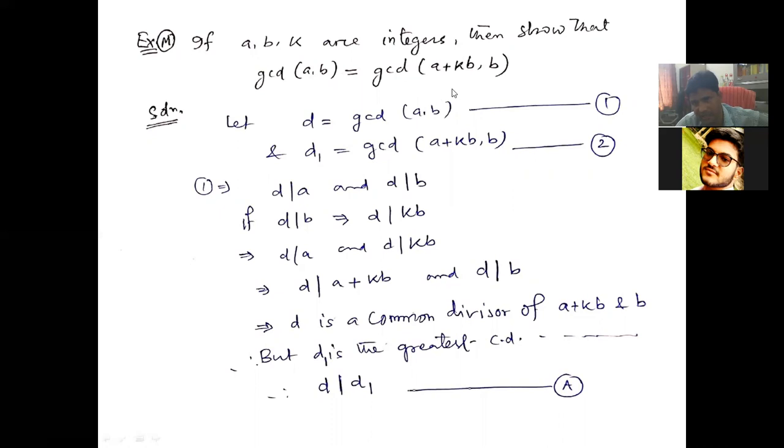The GCD of a, b and the GCD of a plus kb, b are both equal. So now we will prove it. Let d equal the GCD of a, b and let the other GCD be d1. Our claim is that we need to prove d equals d1.